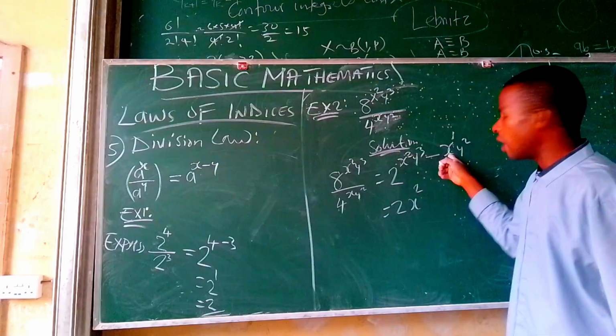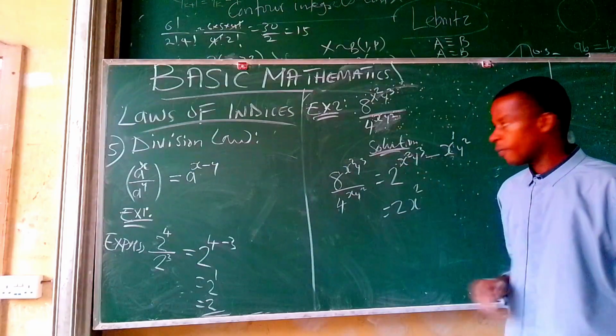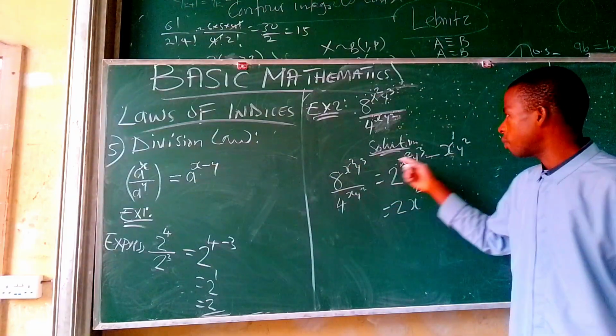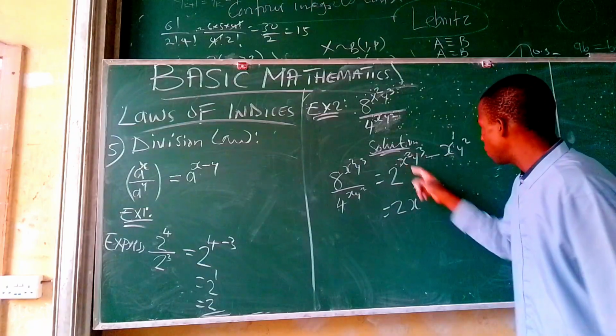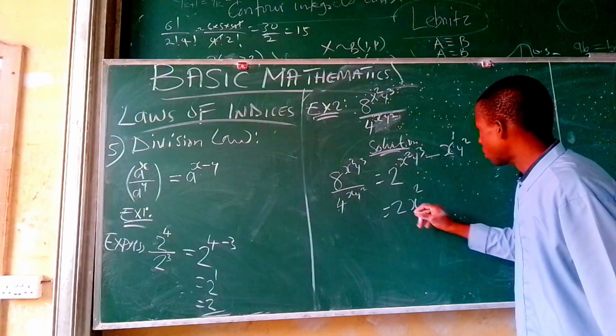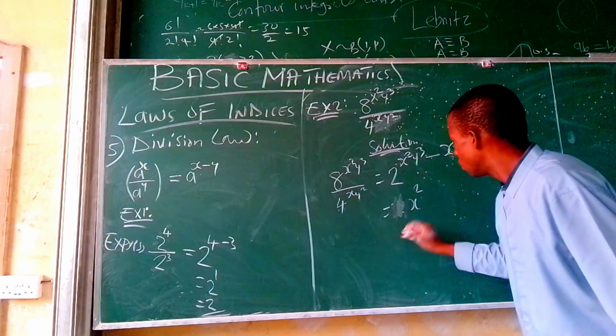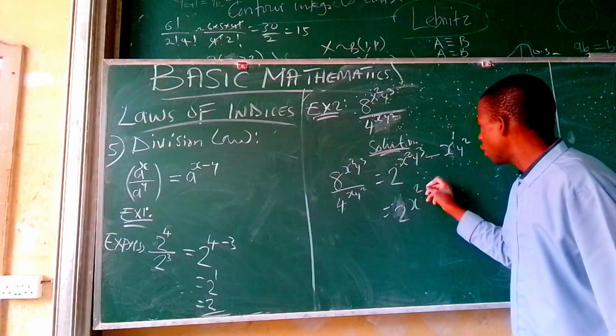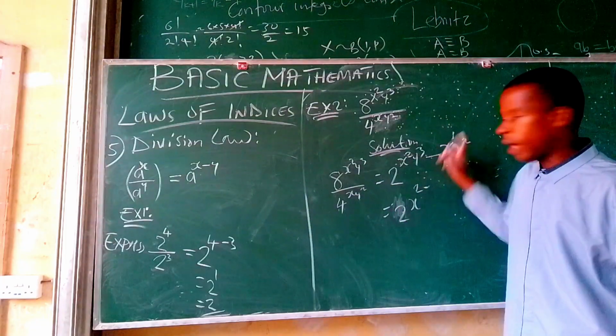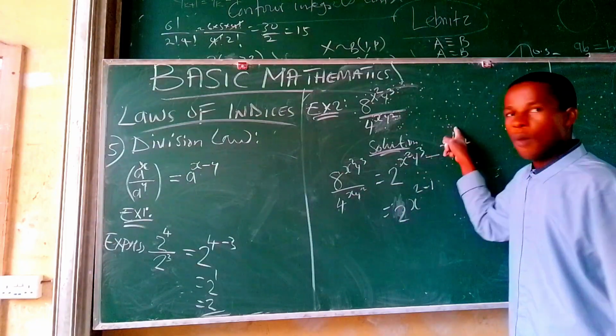See, they have another x here. We have another x here. By the law of indices, we subtract their power, right? So we're going to have x to the power of 2 minus what? This is power 1. So this x is raised to power 1.